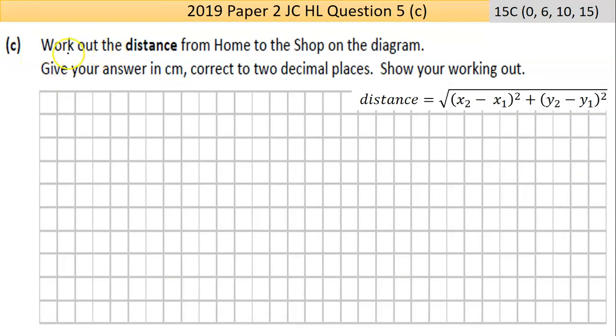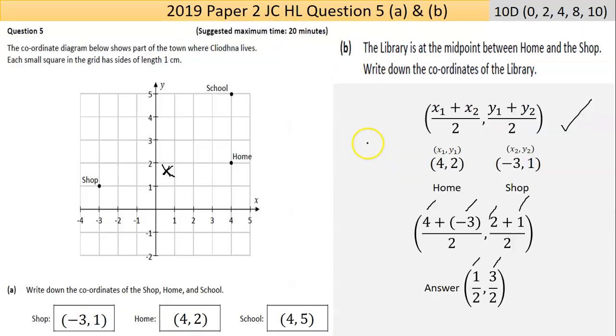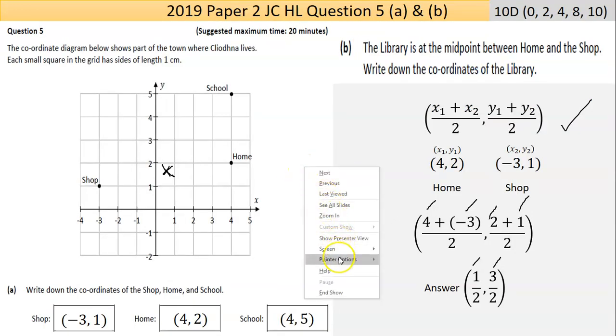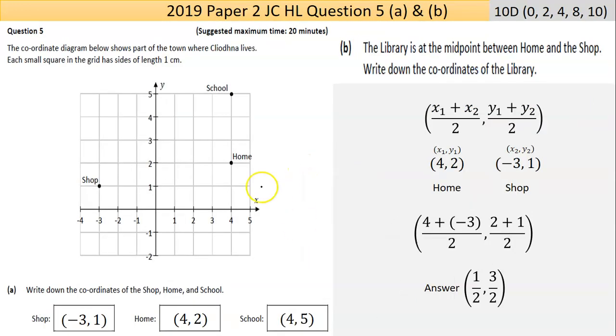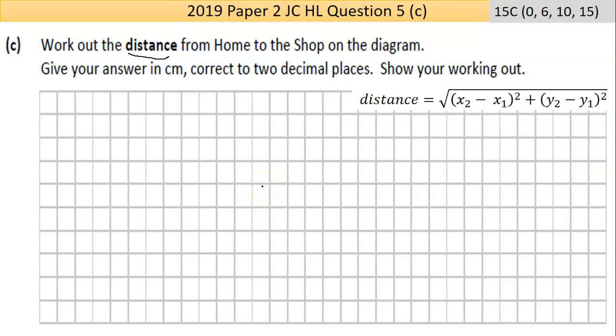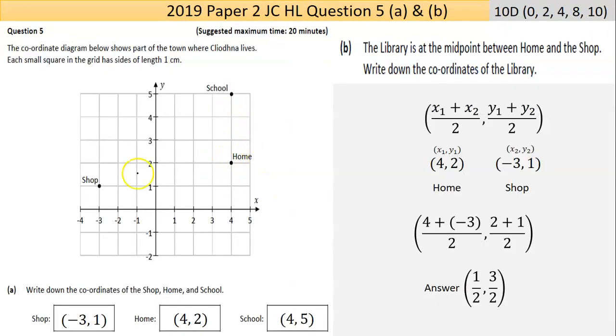So part C here says work out the distance from the home to the shop on the diagram, and give your answer in centimeters, correct to 2 decimal places, and show your workings. Now, I've included this formula here. This is the formula from the maths tables, okay? So I'm going to go back a step, and I'm going to try to get rid of this fluff here and just clean up the page. Now, it was the home and shop. So literally the home and the shop.